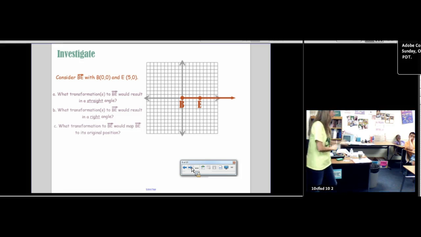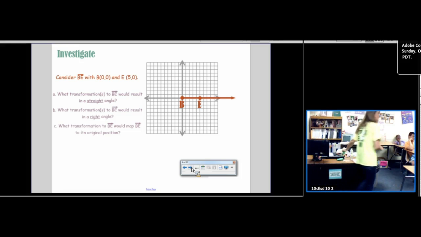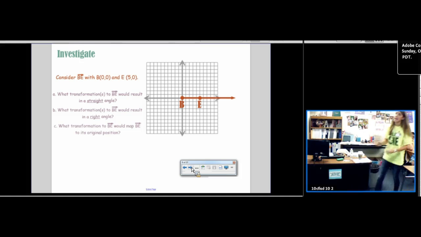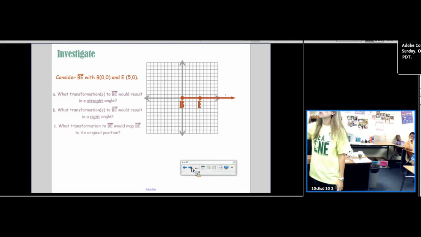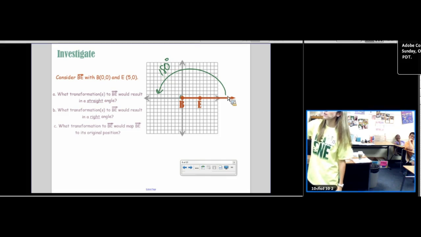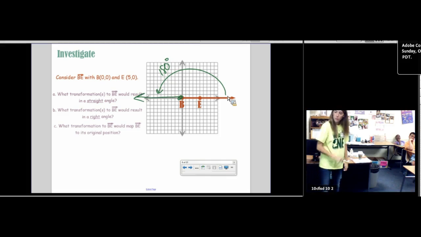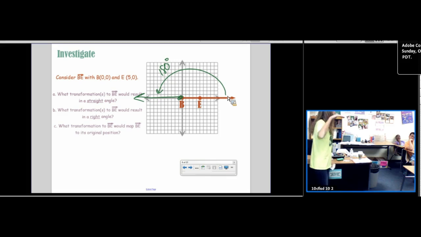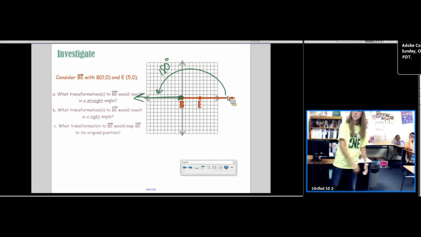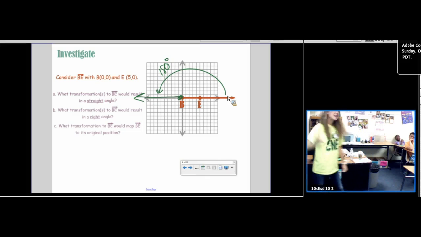Rotate. And how many degrees would I rotate that ray to get a straight angle? Everybody, 180. So if I take this and I rotate it 180 degrees, I'm going to create a straight angle. Okay, what would I need to do to BE to make a right angle? Jonathan, rotate it how much? 90 degrees. Okay, last question. What would I do to BE to end up where I started?